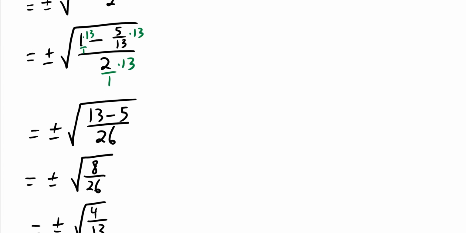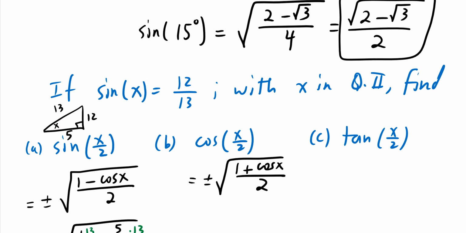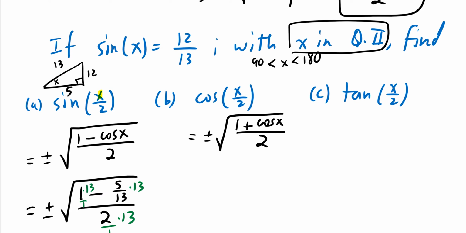Now back to this, is it a plus or minus, or we don't know? Well, they tell us x is in the second quadrant. So I'm going to write this here: x between 90 and 180 degrees. That's what second quadrant means. But I'm finding x over 2. So where is x over 2 located?